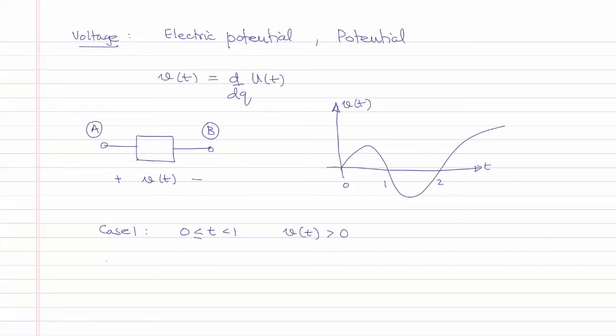In the second case, which is during the time interval from 1 to 2 seconds, V of t is negative. What this means is that the terminal B is at a higher potential as compared to terminal A. Thus, it is important to set up a reference direction and interpret the value of the voltage appropriately.